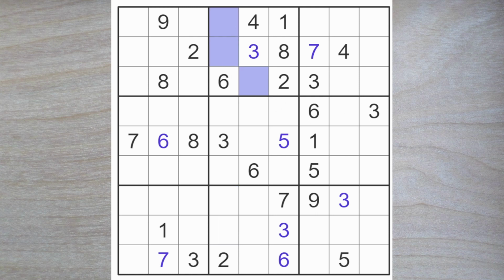5, 7, 9 here. So 2, 4, and a 9 here. We can do the 4s because this 4 blocks here and this 4 blocks here. So this is a 4. Now a 2 and a 9 here. And 7 and 8 here, here, here.